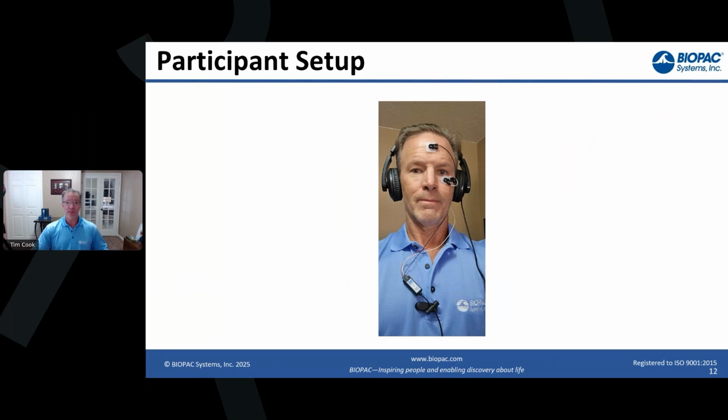As far as participant setup, that's basically what you're looking at right here. Just a simple ground electrode, generally on the forehead, and 2 electrodes placed on the orbicularis. Obviously, you've got your headphones on. So again, it's a very simple setup from both hardware and software.